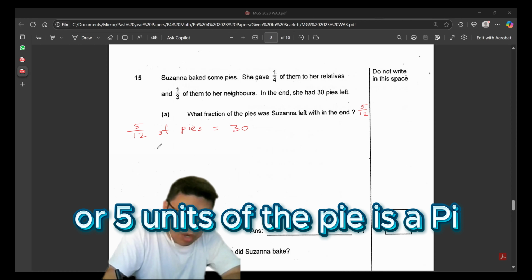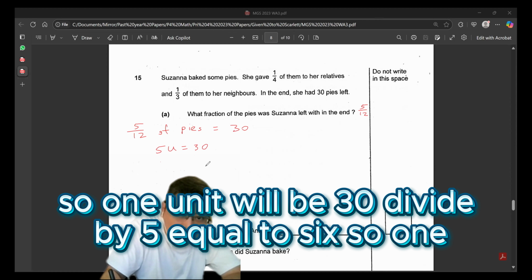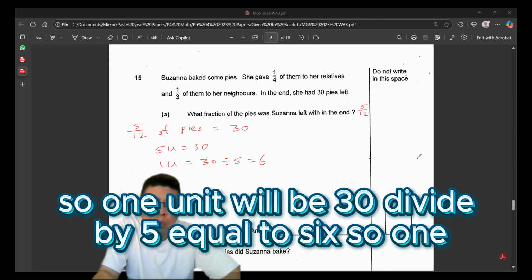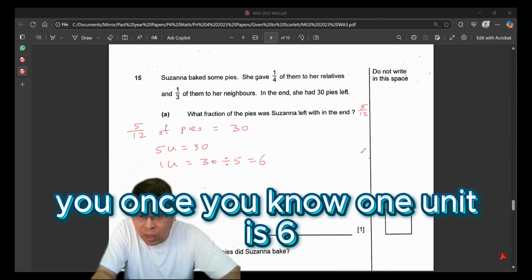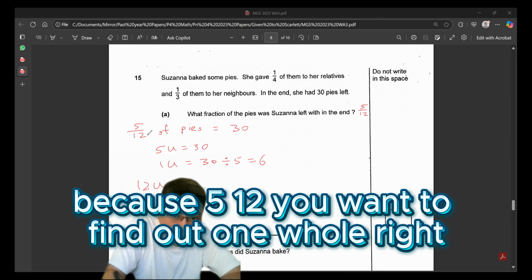Or 5 units of the pie is 30. So 1 unit will be 30 divided by 5 equal to 6. So once you know 1 unit is 6, you are able to work out 12 units. Why 12 units? Because 5/12.